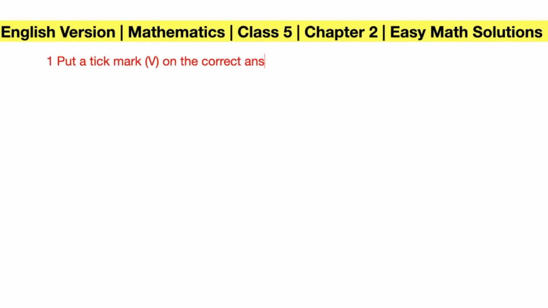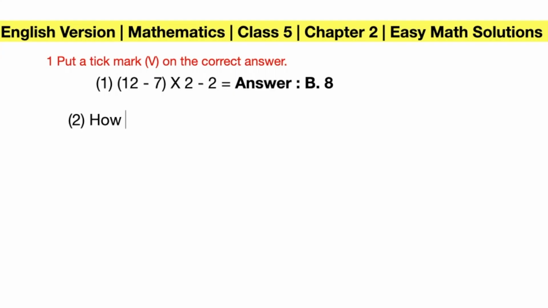Number 1. Put the tick mark on the correct answer. Here number 1: 12 minus 7 into 2 minus 2. Answer B, 8.